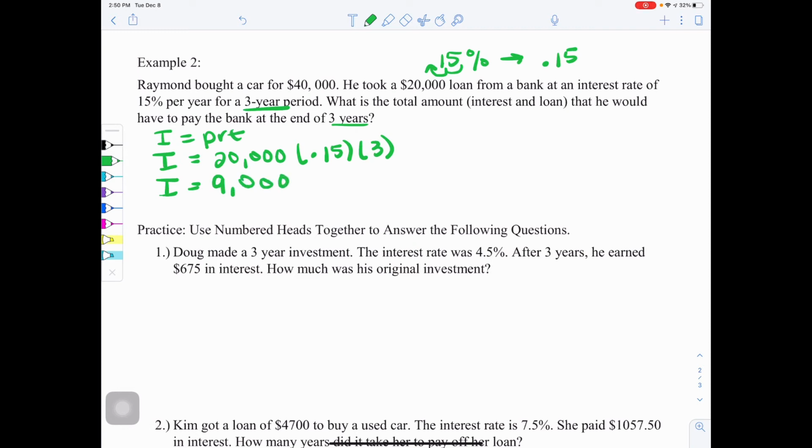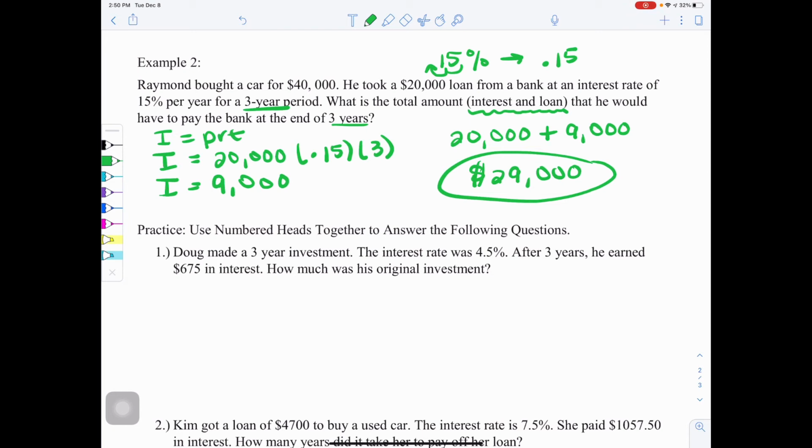Now again, that's just my interest. They want to know the total amount, which they said is interest and the loan. So I need to take the principal value, what the loan was worth, and add the interest to it for a total of $29,000 that I would have to pay back when the loan is up.